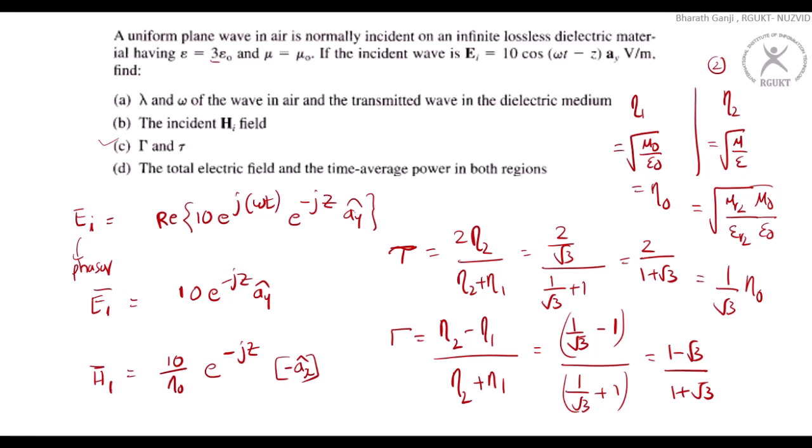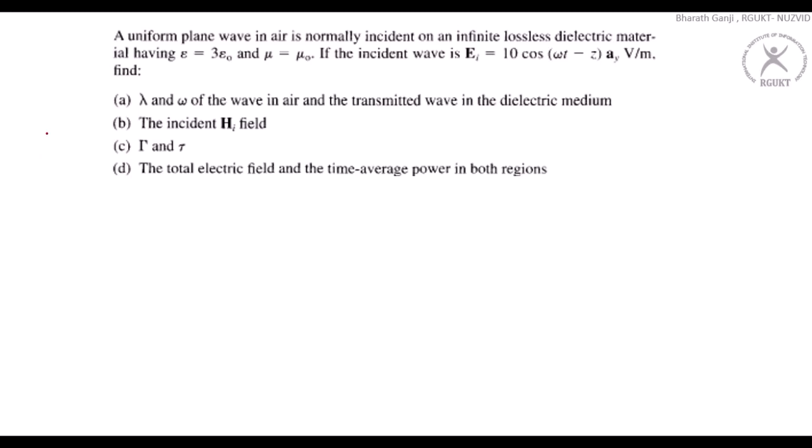So let me write the transmission coefficient. We had 2 by 1 plus root 3, and we have the reflection coefficient as 1 minus root 3 by 1 plus root 3. Okay, right. So let me write the incident wave. The incident wave in phasor format was e power minus jz ay cap, and the magnetic field expression was 10 divided by eta naught e power minus jz times minus ax cap. So this was your incident electric field.